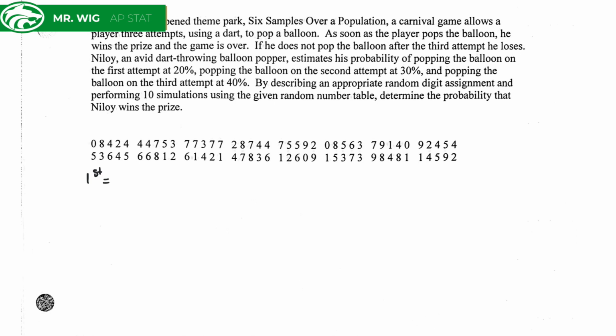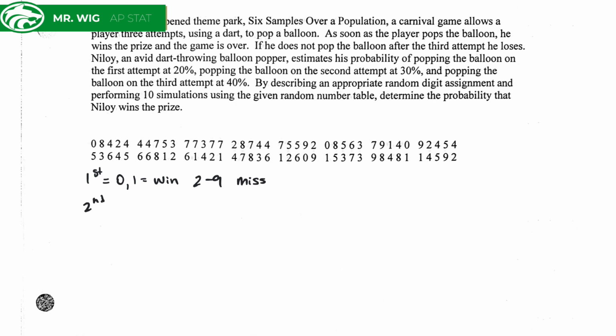And each time, you have to use all the numbers. You can't use some numbers at first and then some numbers later, because that changes the probability. It needs to be consistent. So every time I throw my first dart, I need to have an 80% chance of missing it and a 20% chance of popping it. So I'm just going to start at 0 every time. So 0 and 1 is going to equal winning, right? If I get a 2 through 9, that's going to represent losing or missing the balloon.